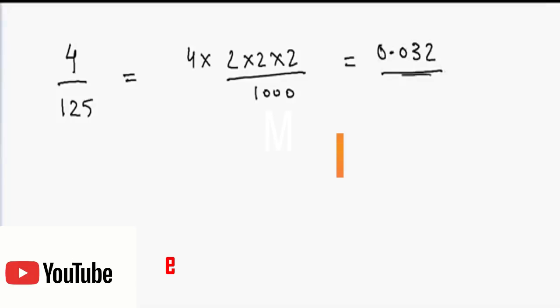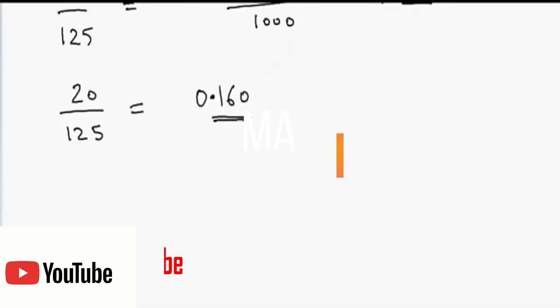So that's our answer. Again, if I have 20 and want to divide by 125, so 2 into 8 is 16. So add 16 here, and then I have one more 0 here, but then I can do this. So this will be my answer.